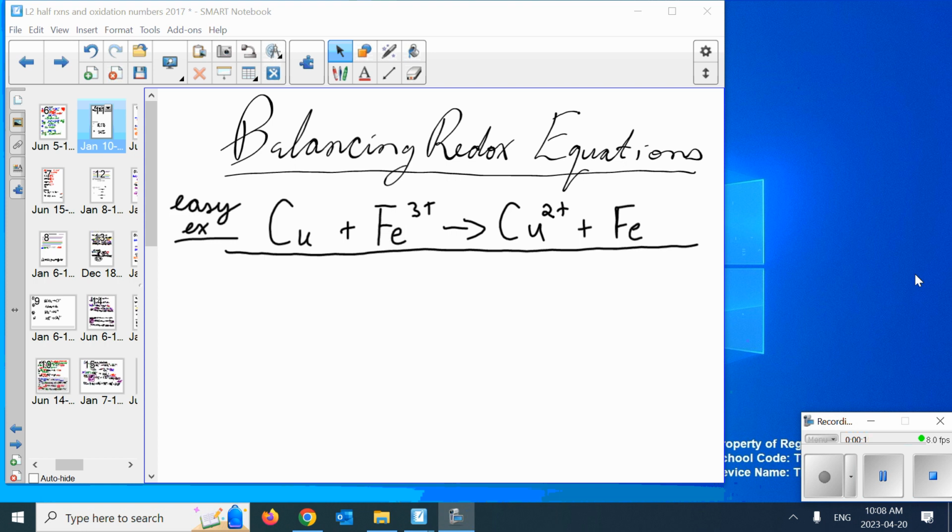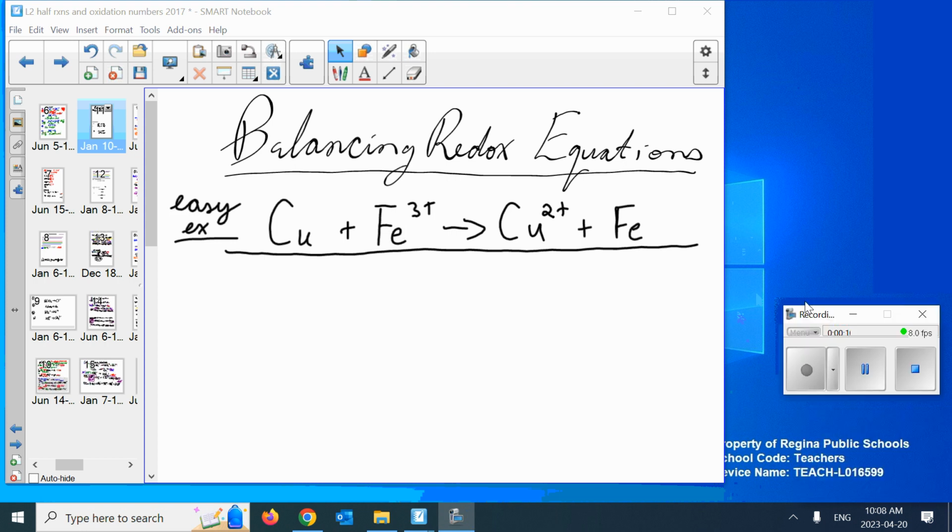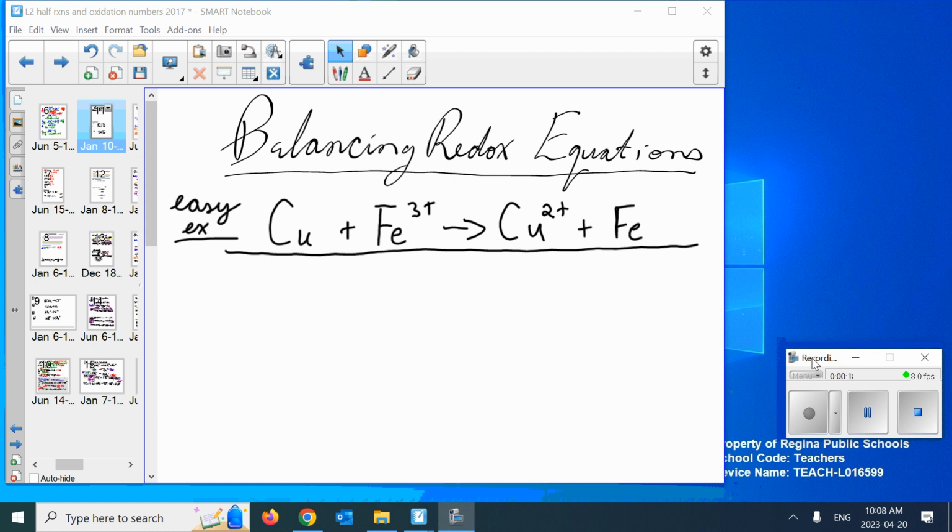Jot this down: balancing redox equations. We have one easy example and then we'll go with it. Yesterday we did half reactions. Now we're going to start to take a look at two reactions together, how to split them apart, etc. All right, so you've got this down, I'm hoping. You have the back sheet at the back of your handout set, right?